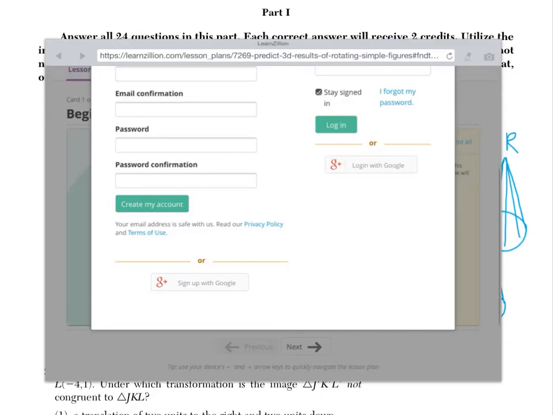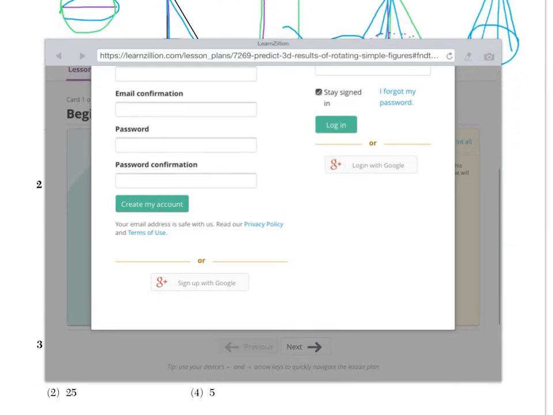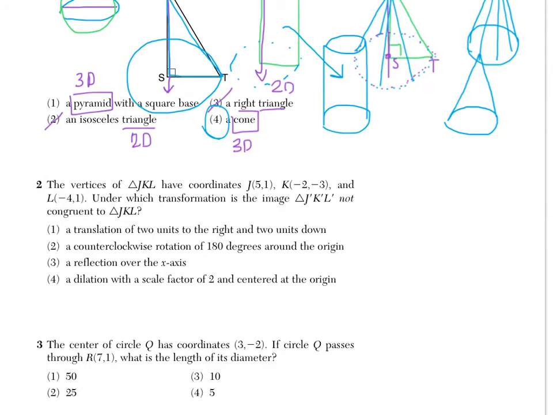Okay, so at this point I'm going to move on to the second question. Let me just delete this web page now. So the second question says the vertices of triangle JKL have coordinates J, K, and L. Under which transformation is the image of J'K'L' not congruent to triangle JKL? So in order to not be congruent, we have to have different side lengths.